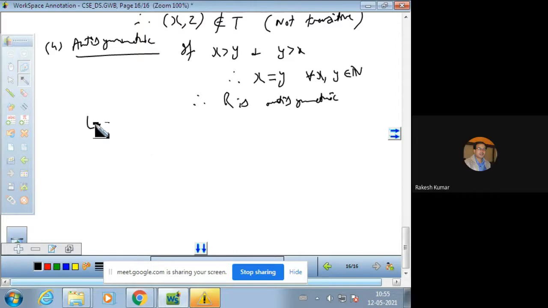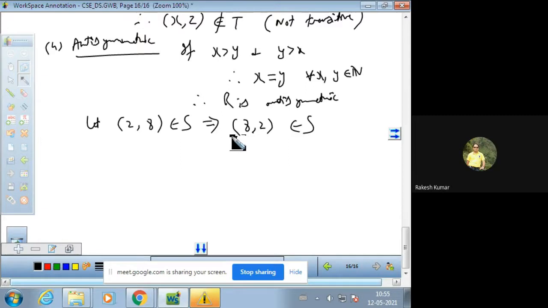Let us talk about S. So let (2, 8) belong to S. This implies (8, 2) belongs to S by symmetry. Symmetric is for that, but for antisymmetric we need that 2 should be equal to 8. For antisymmetric, a should be equal to b. So 2 is not equal to 8. It means S is also not antisymmetric.